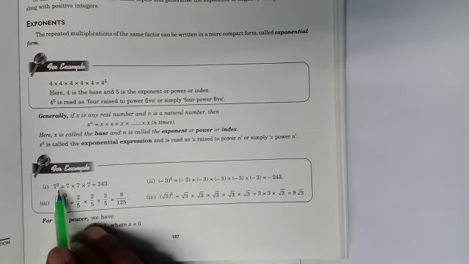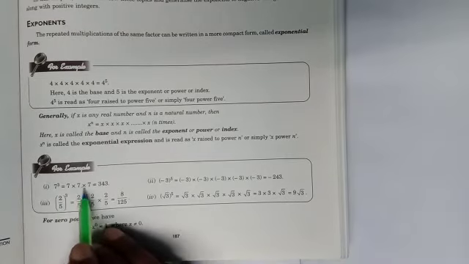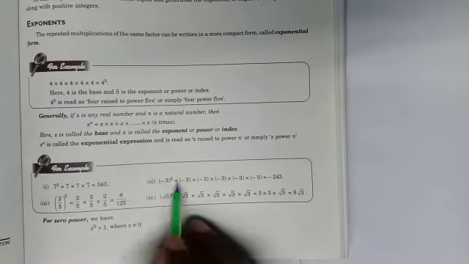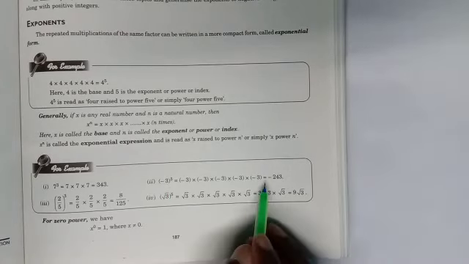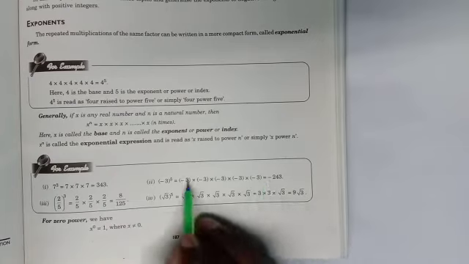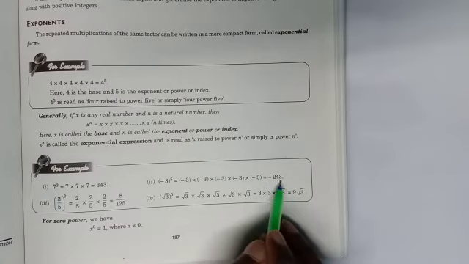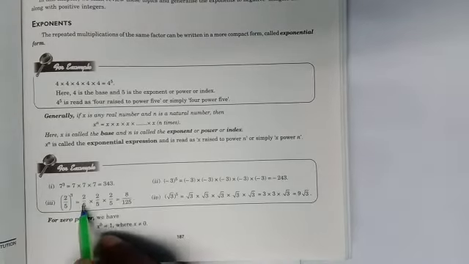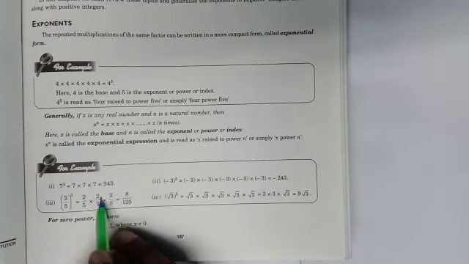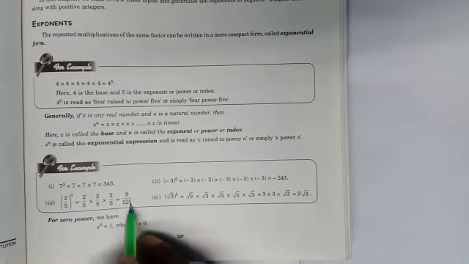Suppose 7 cube. 7 cube means 7 is multiplied how many times? 3 times. The result you have to write coming 3, 4, 3. Minus 3 whole to the power 5 means minus 3 multiplied 5 times. The answer will come minus and multiplication will give you result 243. 2 by 5 whole to the power 3 means 2 by 5 multiplied 3 times. 2 to 4 to 8 and here 125.